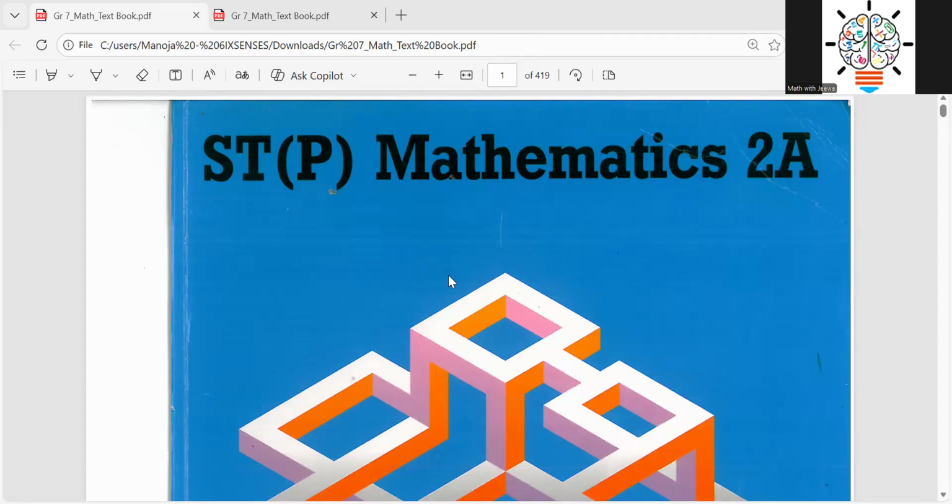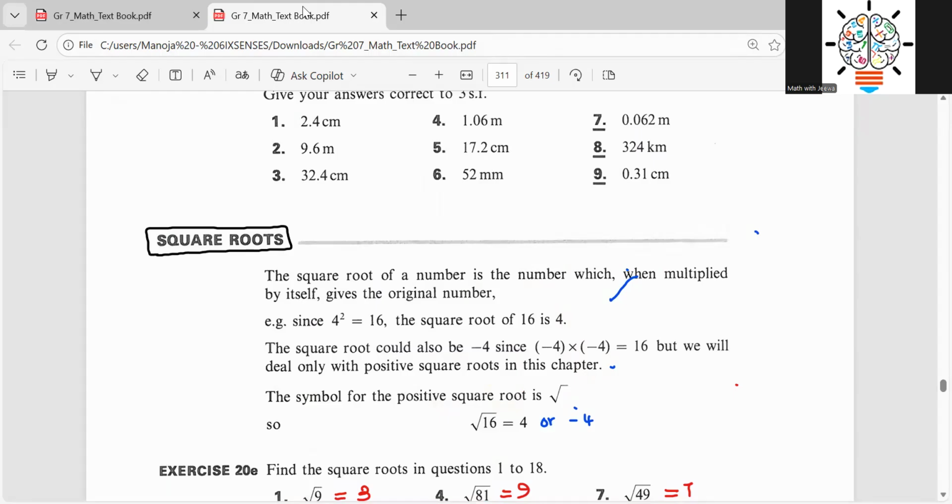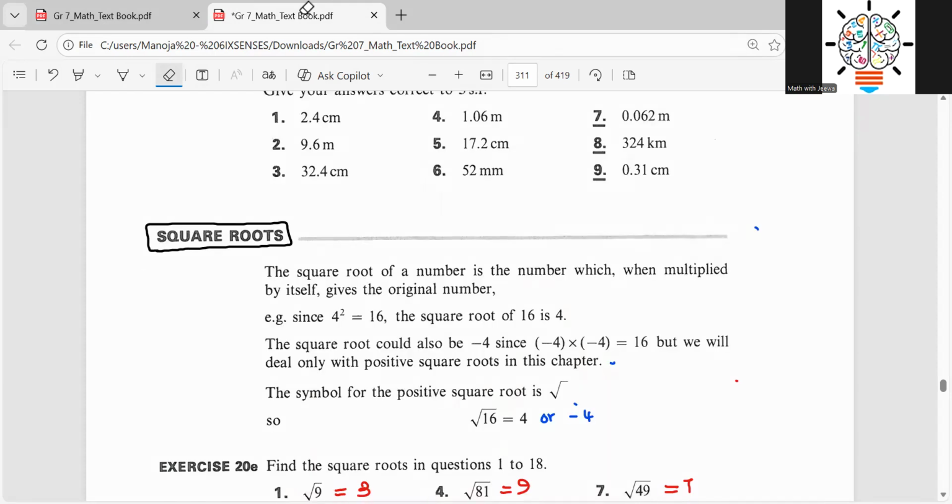Hope you can remember in the previous video, I started discussing squares and square roots lesson. Out of those two topics, I discussed the squares, and today I'm planning to discuss the square roots. Right? So, what is a square root? The square root of a number is the number which, when multiplied by itself, gives the original number. Now, we know that 4 into 4 is 16, or else 4 square is equal to 16. And then if I ask you to get the square root of 16, it gives you 4.